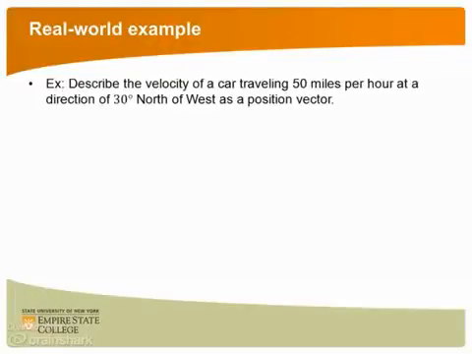Suppose we know that a car has a velocity of 50 miles per hour, traveling in a direction 30 degrees north of west. What is this velocity when written as a position vector? First, we have to redefine our angle. North of west means that we are in the second quadrant, so we subtract the given angle from 180. This means our direction angle theta is 150 degrees.